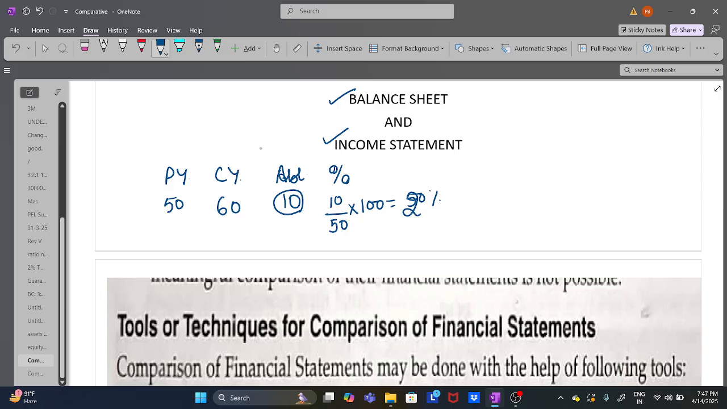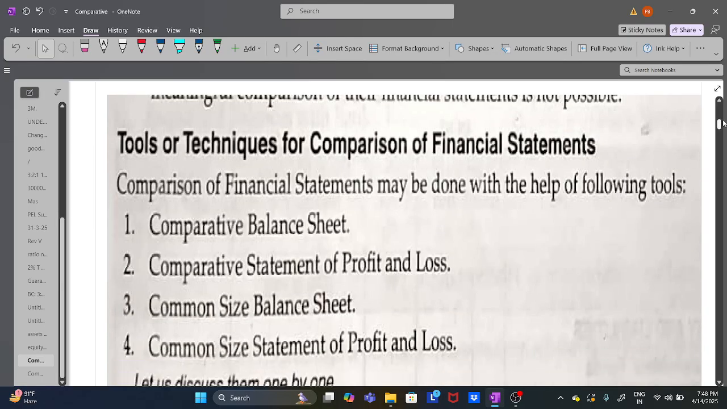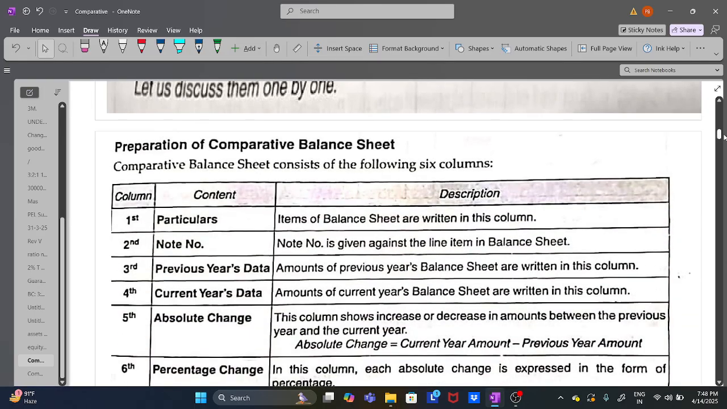Rather than saying 10 marks increase, if you say that you've improved by 20%, it looks better. So that's how we will be presenting accounting facts also from the balance sheet and income statement in the format of comparative statement. There are 4 basic tools which we will be studying one by one in the next 2 sessions: comparative balance sheet, comparative statement of P&L, common size balance sheet, common size statement of P&L. Starting today in this session with comparative statement.